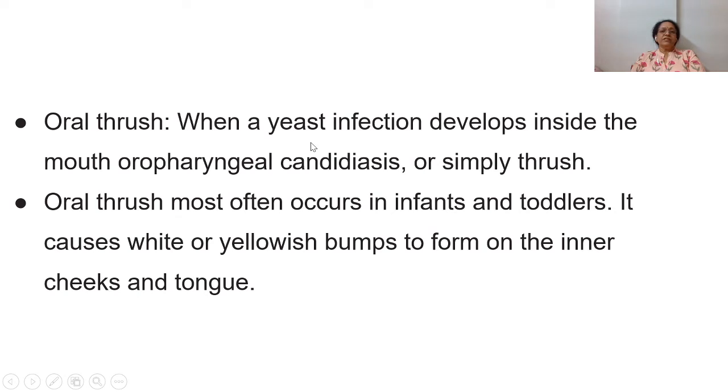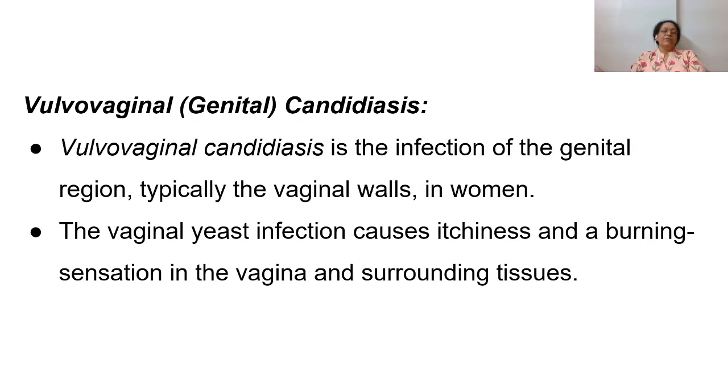Oral thrush is, as you know, present inside the mouth, which is oropharyngeal candidiasis, name given to it simply as thrush. And it occurs in toddlers, in infants, and this type of yellowish bumps may appear in the inner cheeks as well as the tongue. So this is thrush. Now, the second one is vulvovaginal or genital candidiasis.